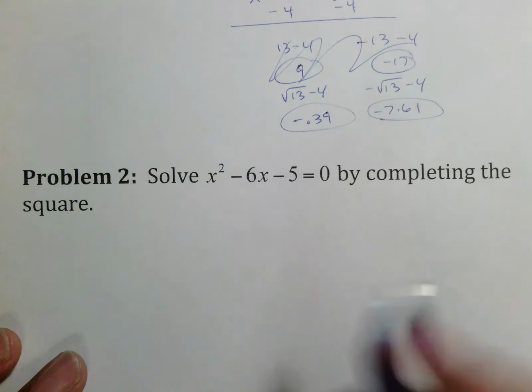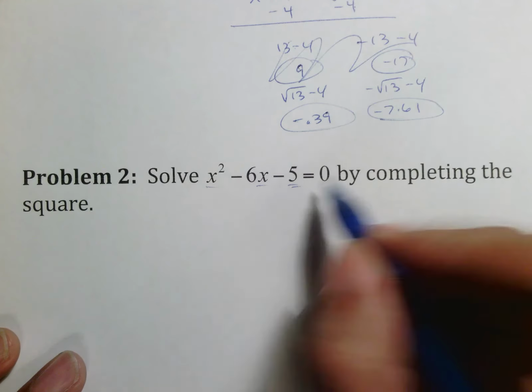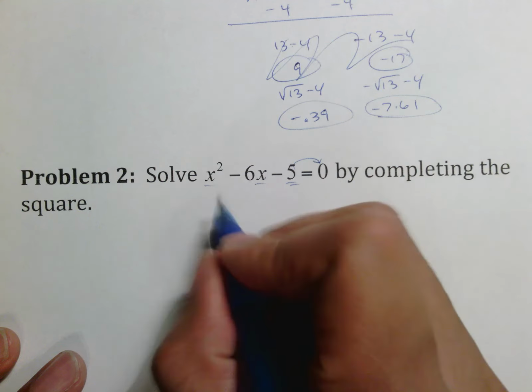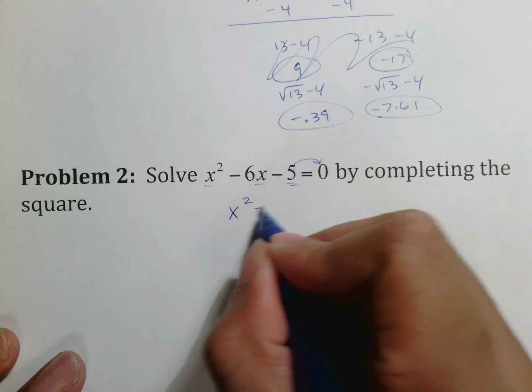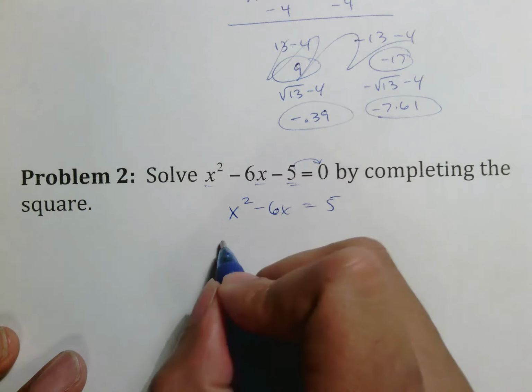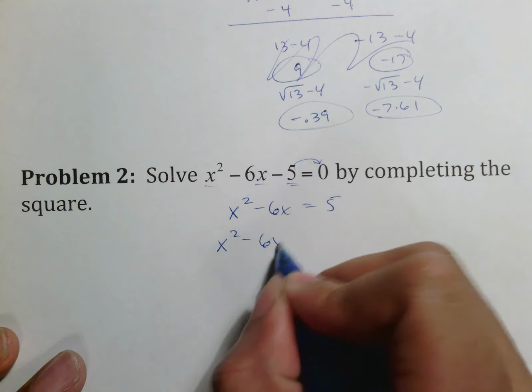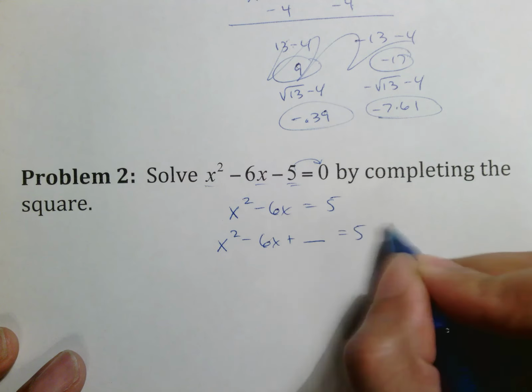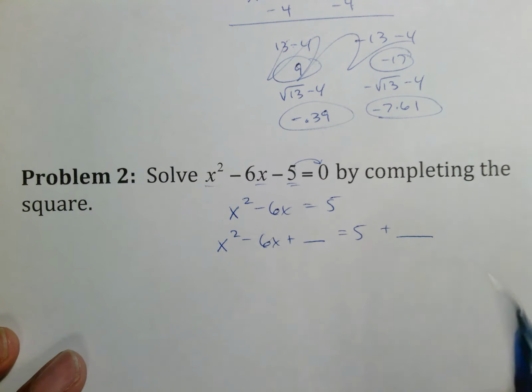Looking at the second one again, two x's and a non-x, move that over here, it's going to become a positive 5, so we end up with x squared minus 6x equals 5. Now we're going to complete the square, so we're going to add some value to this side, which means we also have to add that same value to that side.